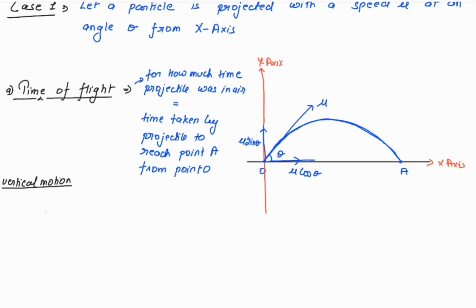The second equation of the vertical motion, you can say s of y is equal to u of y t minus half g t square. This is the second equation of the vertical motion in a projectile. Now what are we calculating? We are calculating the time of flight.